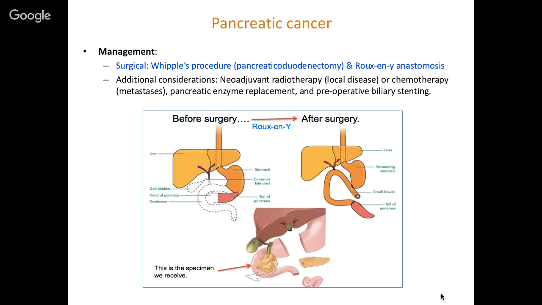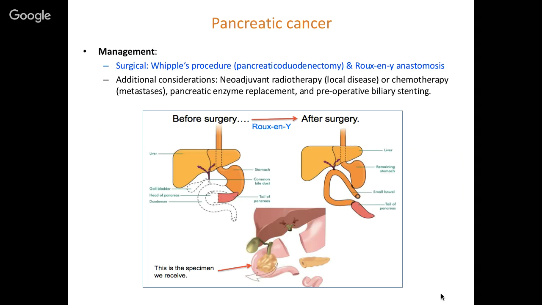So they pretty much take a little bit of those organs there. They take a bit of the gallbladder, a bit of the duodenum, a bit of the pancreas in one go, and then make a nice anastomosis where the stomach, the bile duct, and the pancreatic duct join in the bowel at different places.